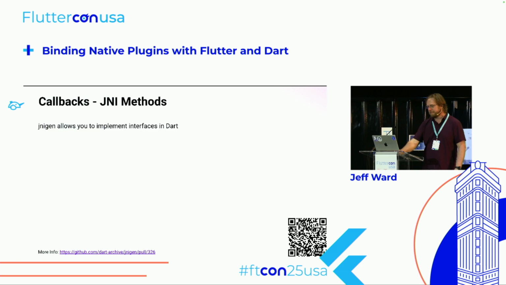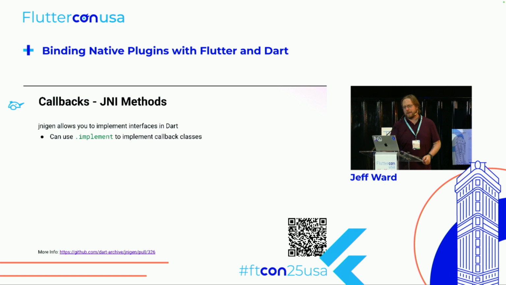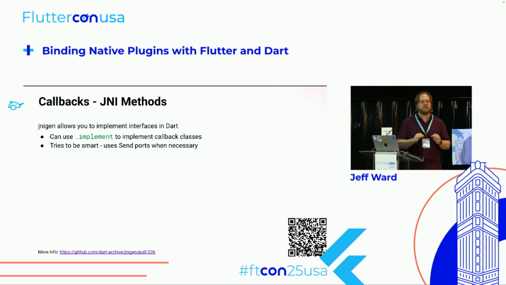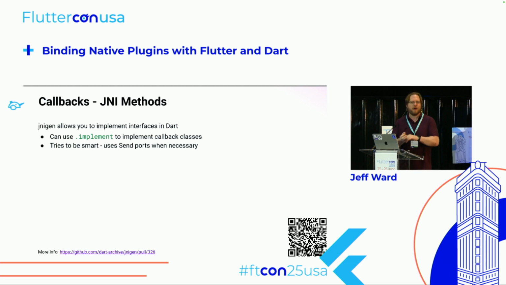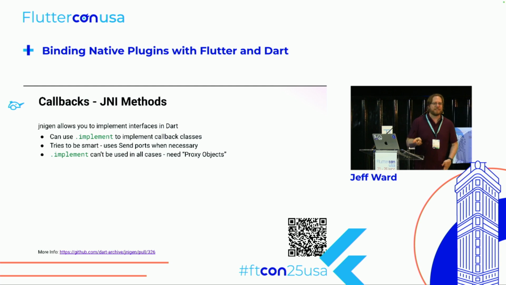On JNI methods, JNI Gen also allows you to implement interfaces in Dart, which is great. You can use implement to implement your callback classes. And it tries to be smart. It uses send ports when it's necessary. If it detects that you're on the correct thread, it won't use them. But if it detects you're on the wrong thread, it will use send ports. However, this can only be used on interfaces. It can't be used on abstract classes.